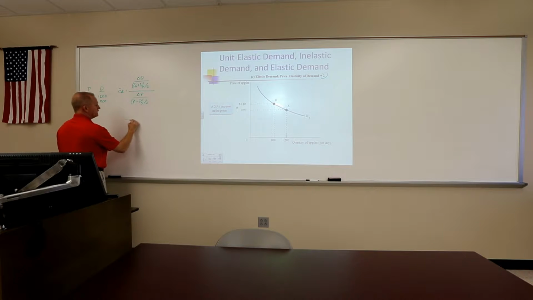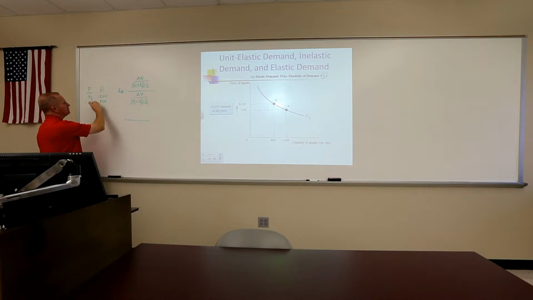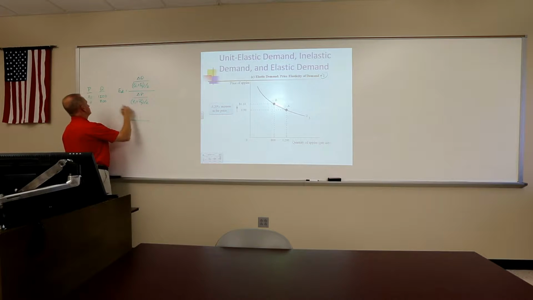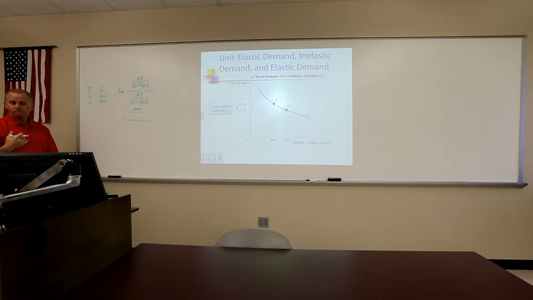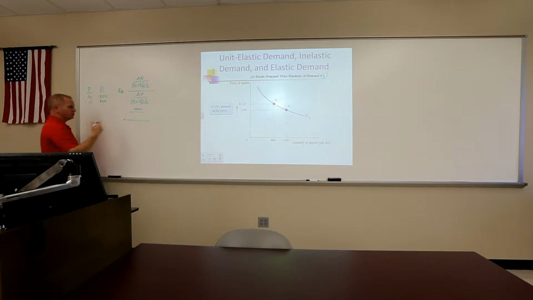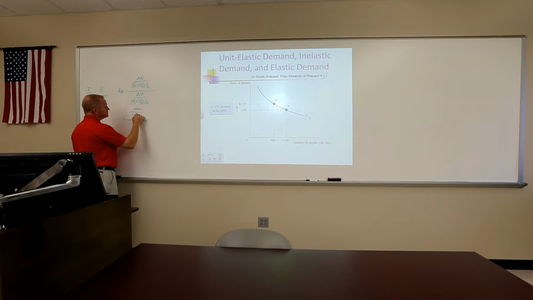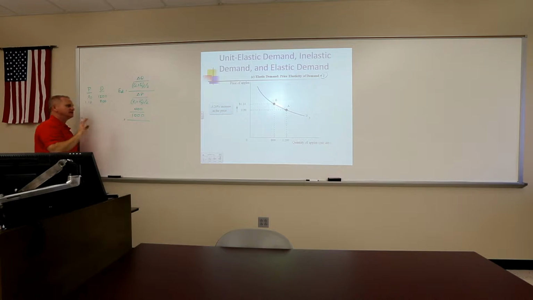So just plugging in the numbers from over here, the change in Q was how much? The difference between the two is 400. The quantities added together and divided by 2 is an average. What is that? 1,000. I hope you can do this stuff in your head. But you're allowed to use the calculator if you need it. But I just think these numbers should be easy enough that you can do it.